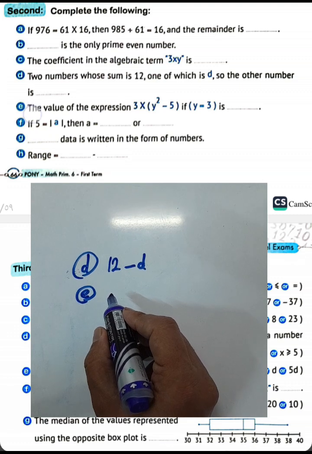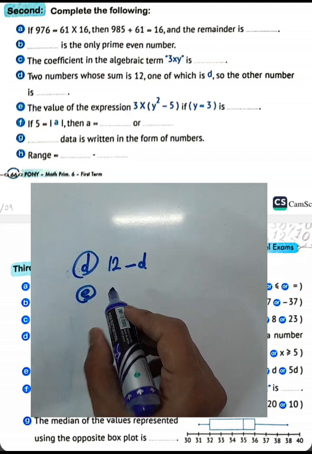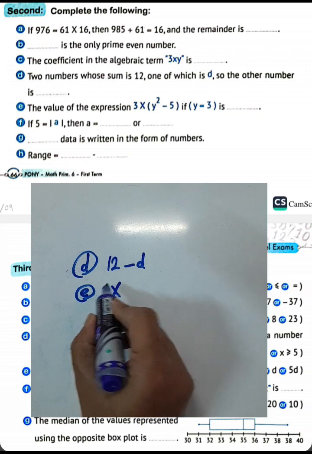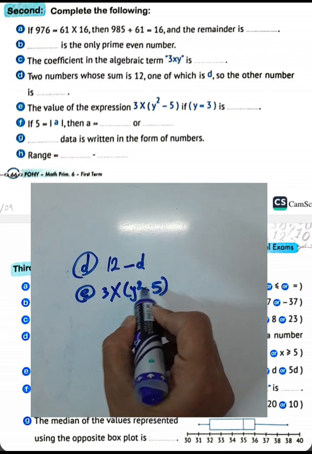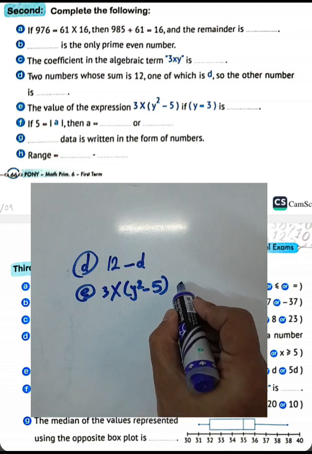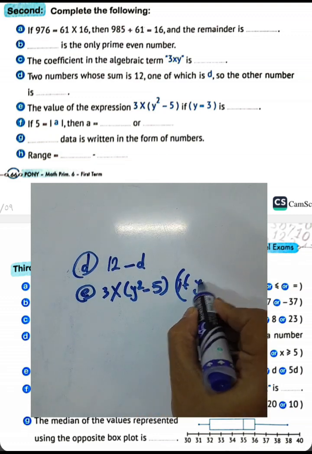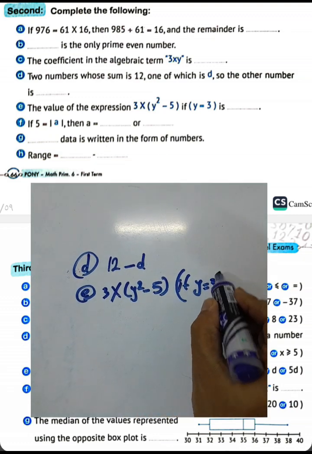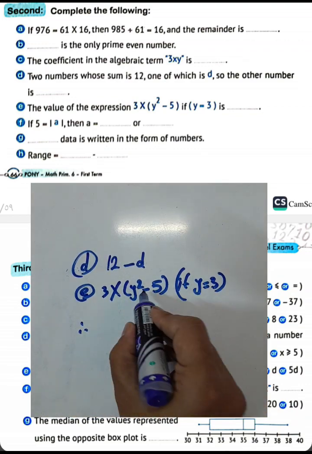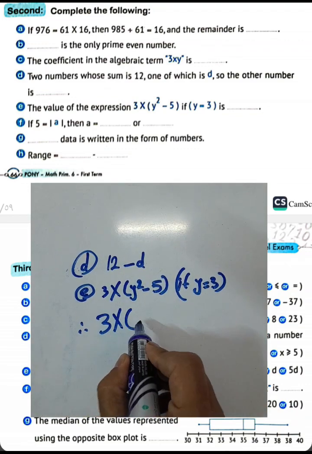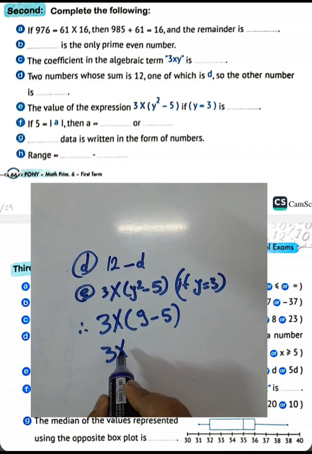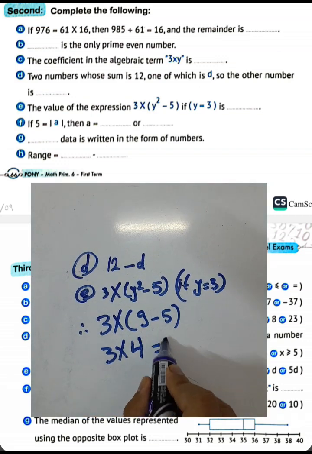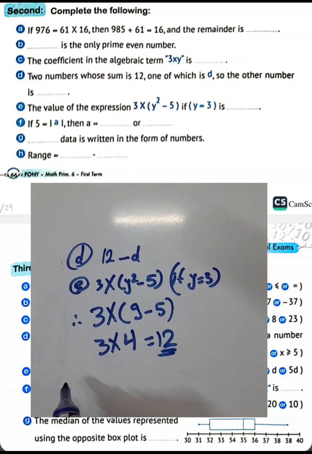Question letter E. The value of the expression 3 times y power 2 minus 5 if y equals 3 will be what? Put y equal to 3 here. 3 times 3 power 2 equals 9, minus 5. It will be 3 times 4, and 3 times 4 will be equal to 12.